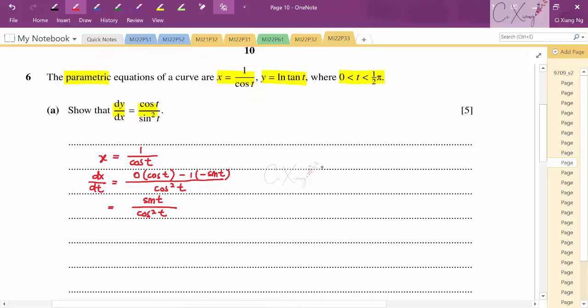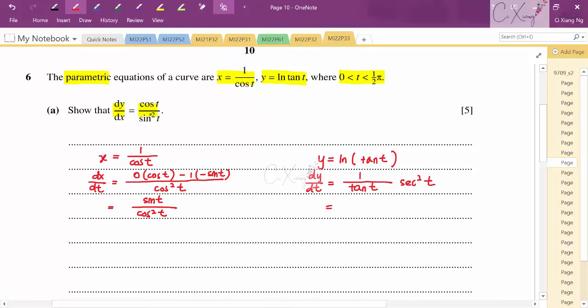Okay, and then the other equation will be y equals ln tangent t. So to apply the differentiation for y with respect to t, differentiate the ln, and the bracket inside the ln becomes a denominator, where I have 1 over tangent t, and now I need to differentiate the tangent t. So differentiate tangent, I get secant squared.